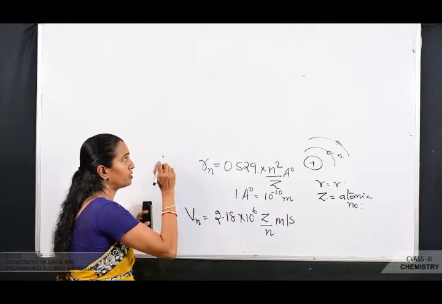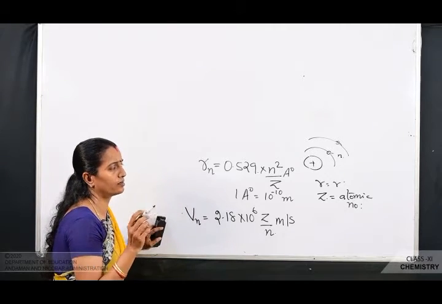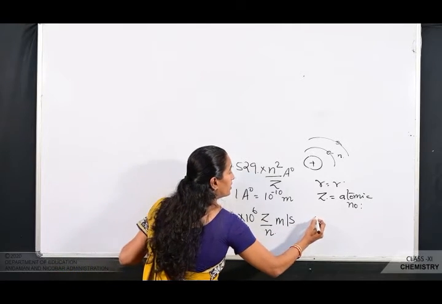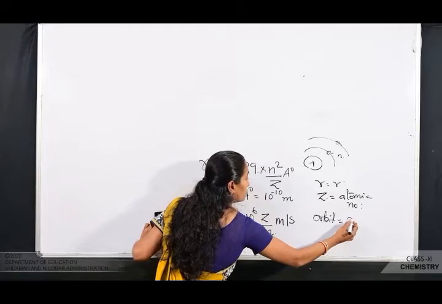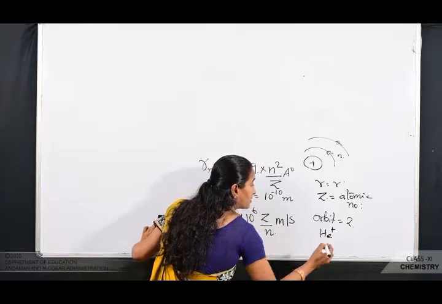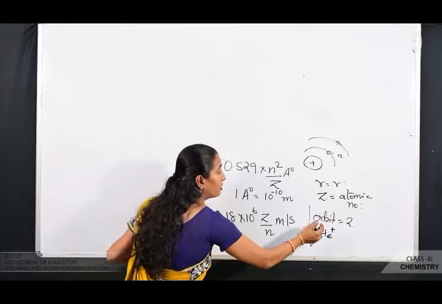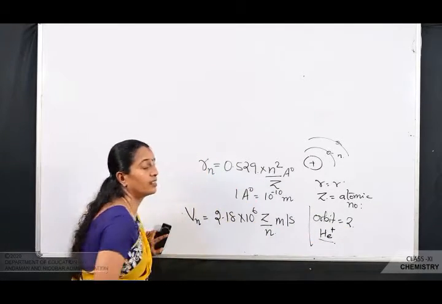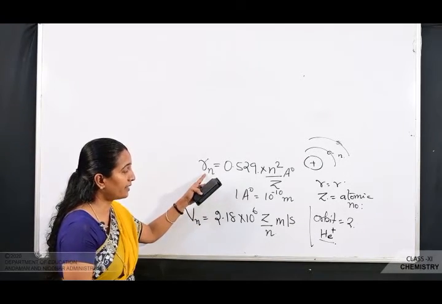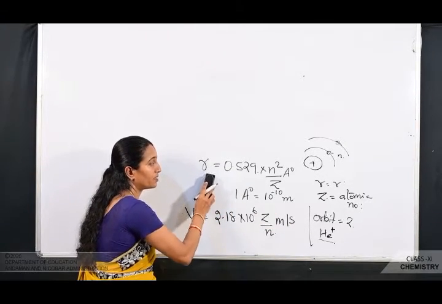For example, if a question comes: calculate the radius of an atom in orbit equal to 2, and it is given for helium plus. Find out its radius. If it is present in the second orbit, that means the value of n is 2 and the species given is He+. So, how do we find it using this formula? Here the helium is present in the second orbit.